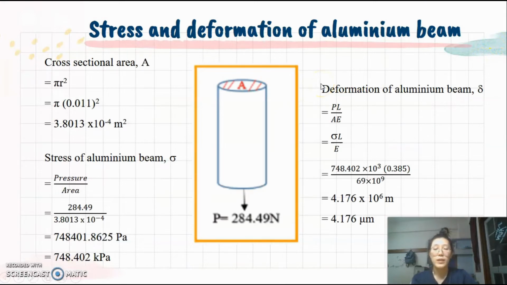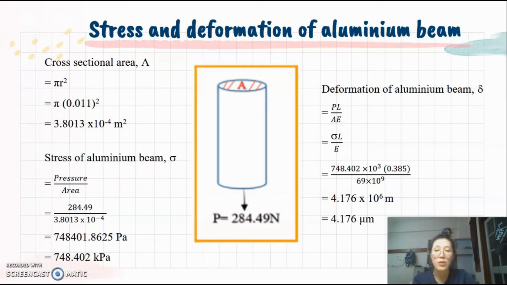With all the parameters we get, we can first calculate the cross-sectional area of the beam before calculating the stress of the beam. So for cross-sectional area, the formula pi r squared is used, and the answer we get is 3.8013 times 10 to the power of -4 meters squared. Hence, the stress of aluminium can be calculated using the formula pressure over area, and we'll get 748.420 kilopascal.